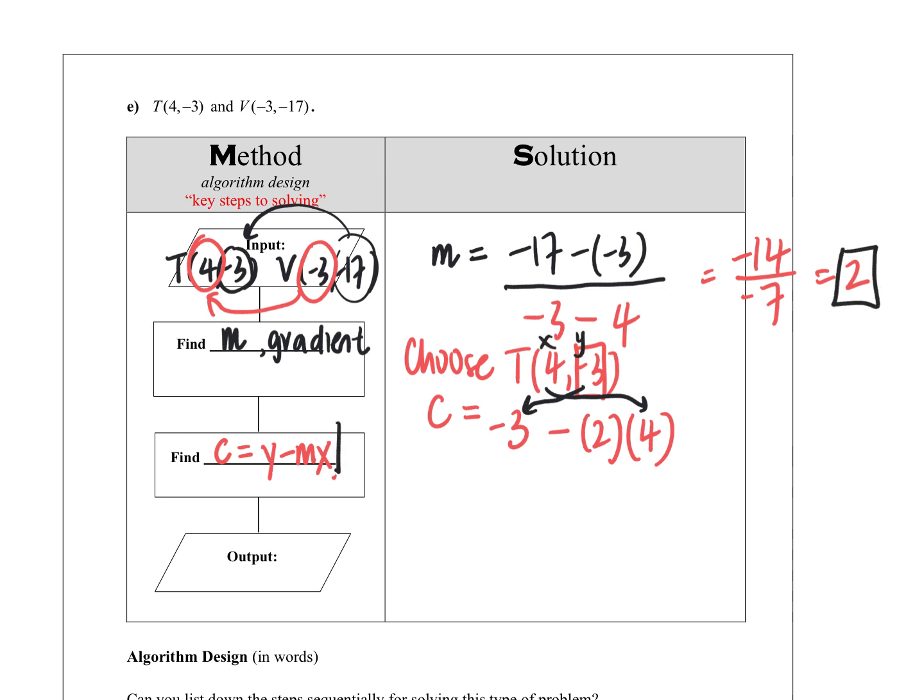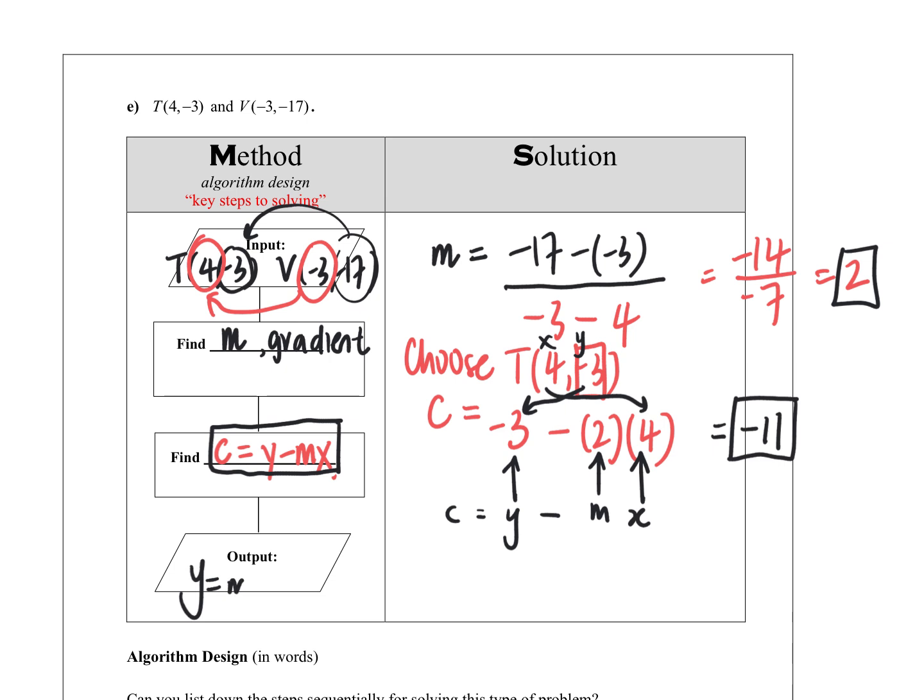So remember, you use this formula to find the y-intercept. This is the gradient, this is the x coordinate, this is the y. So you calculate, you get negative 11. This is your y-intercept value. Final answer, y equals mx plus c. So the gradient is 2, the y-intercept is minus 11. So this is the equation of the line.